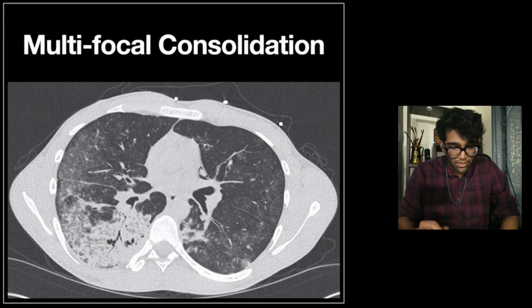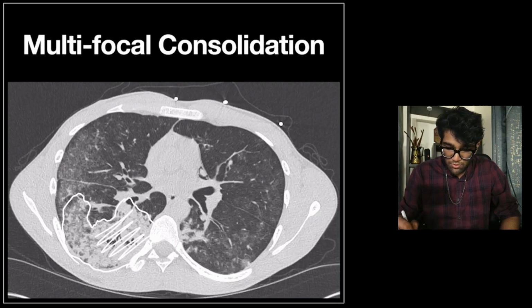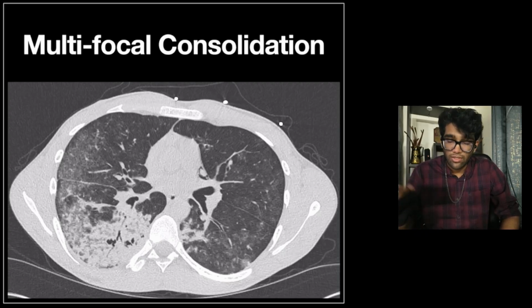And you can see here we've got consolidation. This area of consolidation is relatively homogeneous. This area is not as homogeneous, and there's a little bit of ground glassing here on the sides as well, and on the other side of the line. So this is what we call a multifocal consolidation. Okay. Now the next thing is atelectasis.